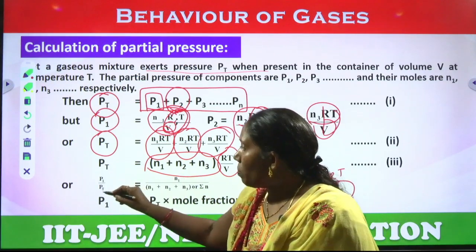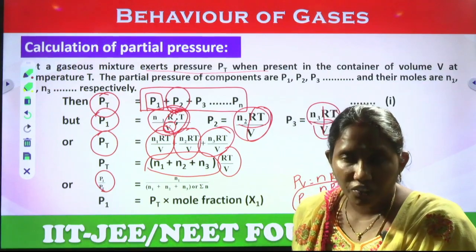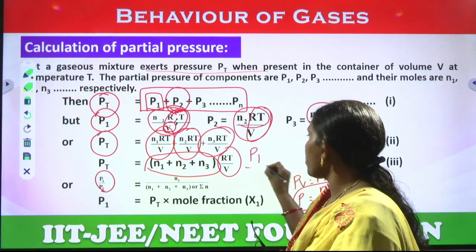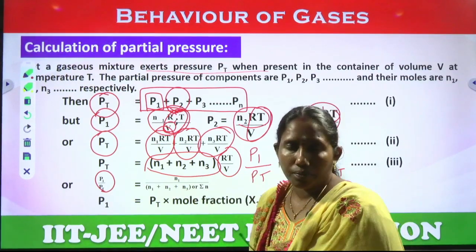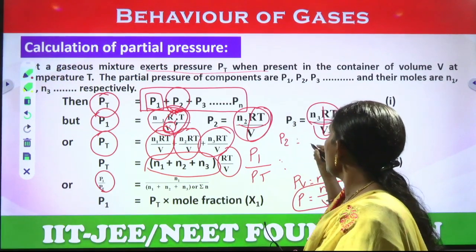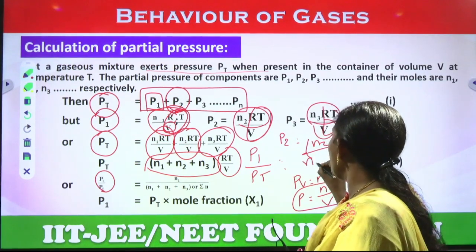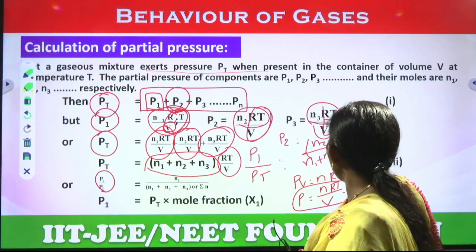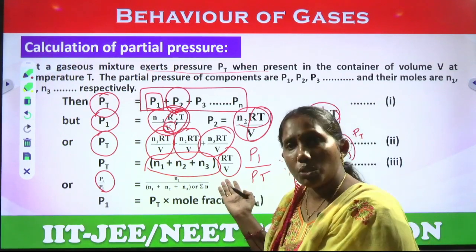If you want to calculate the partial pressure of the first gas, you take P1 by PT equal to N1 by the total. For P2, it is N2 by N1 plus N2 plus N3, into PT, the total pressure. What is that N1 by N1 plus N2 plus N3? That is the mole fraction.